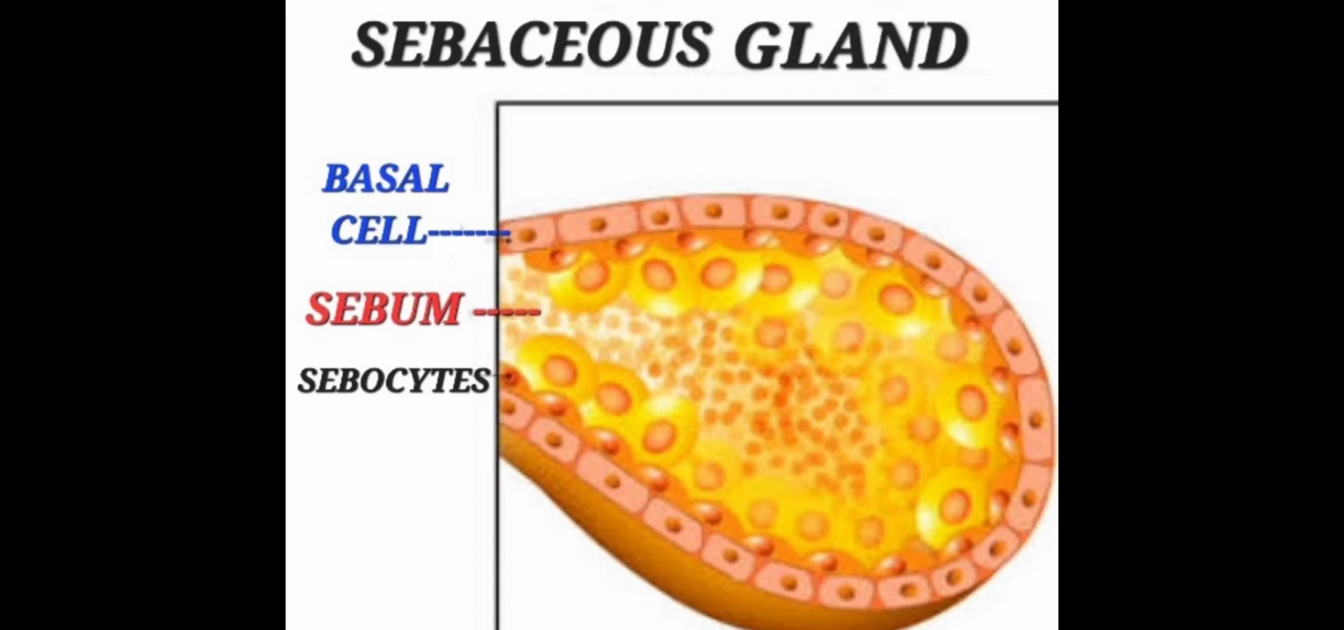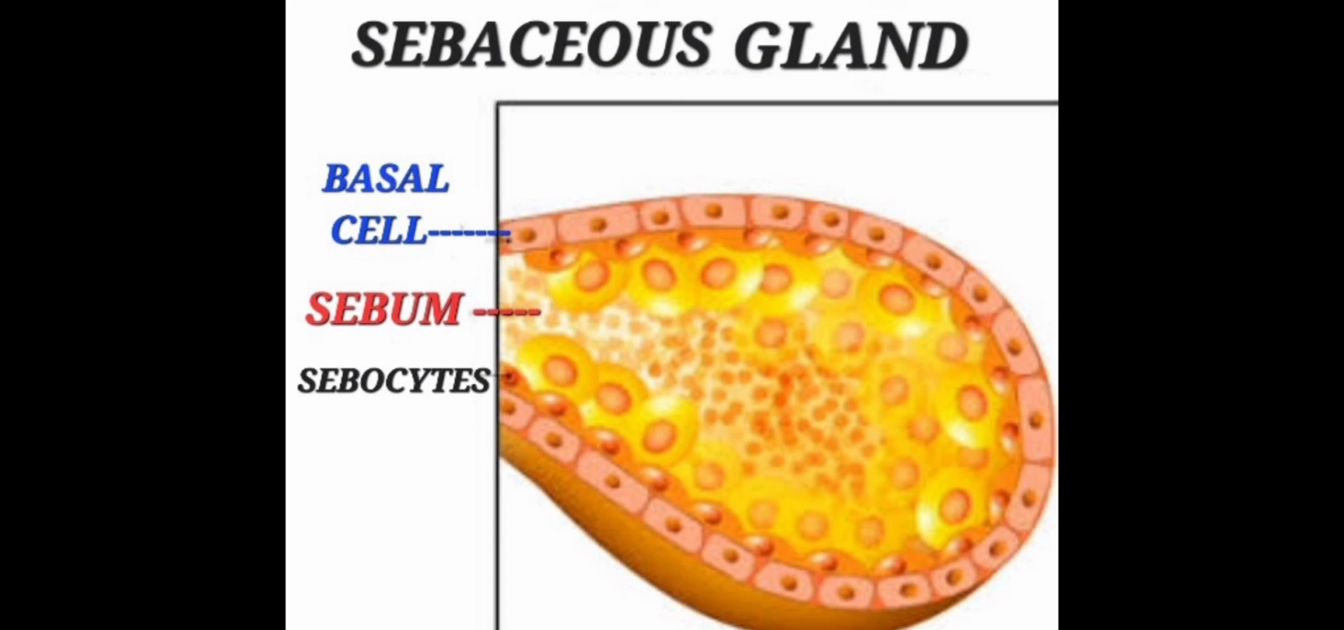Mature sebocytes undergo apoptosis, degrade and form the necrosis zone, eventually releasing their contents that combine to form the sebum.